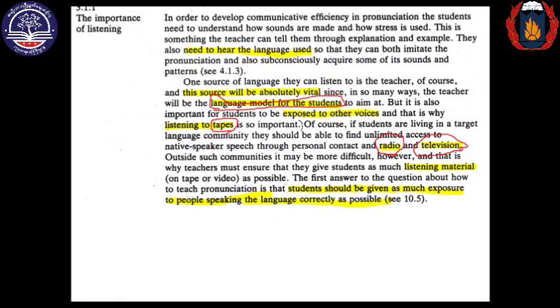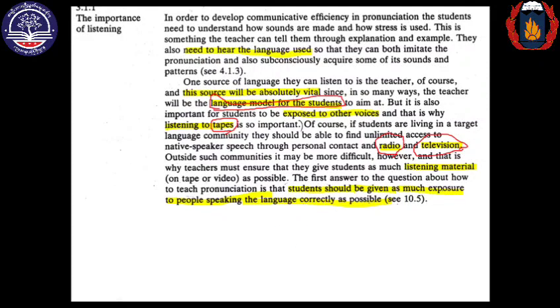Especially in our country, we have no other chance, no? Especially in where we are seeing. And the teacher is the only language model for our students. This is very important. In rural areas, they have no chance to listen to radio or television. You know, they really need language teachers like me for them.